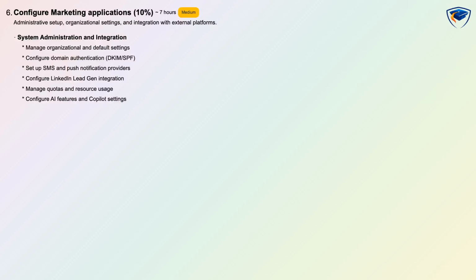The sixth domain, Configure Marketing Applications, will take up 10% of the exam. You will learn how to perform administrative setup, organizational settings, and integration with external platforms. This domain will cover topics such as system administration and integration. You will learn how to manage organizational and default settings, configure domain authentication, set up SMS and push notification providers, configure LinkedIn lead gen integration, manage quotas and resource usage, and configure AI features and Copilot settings. This domain is expected to take around 7 hours to learn and will be assessed through conceptual and scenario-based questions.